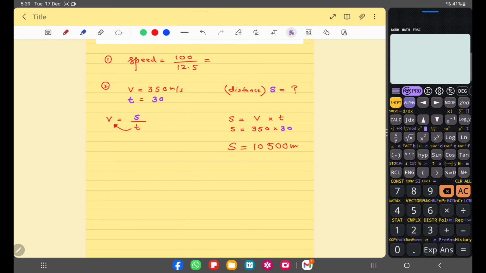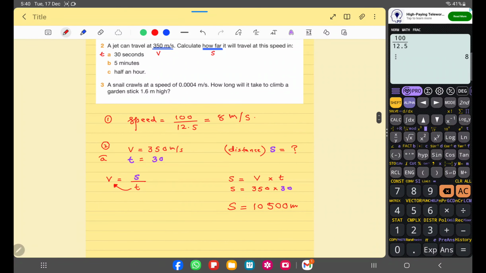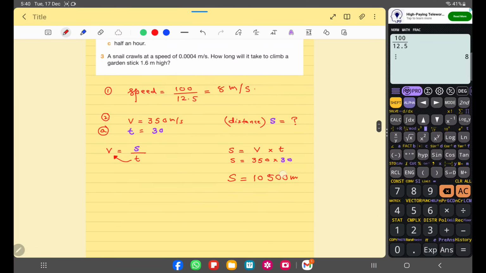And I should complete question number one as well: 100 divided by 12.5. So it was 8 meters per second. It is the first part of question 2A. And now I'm solving 2B.